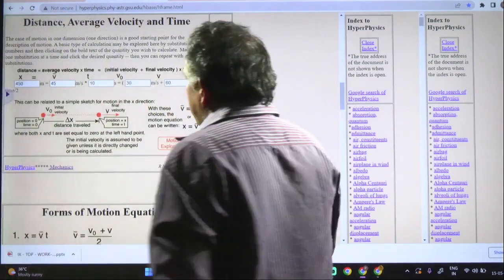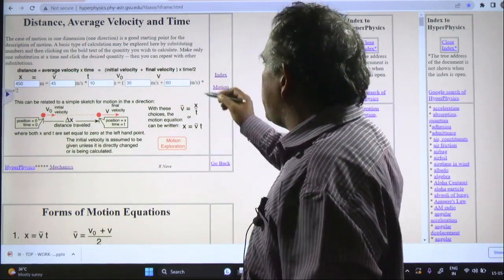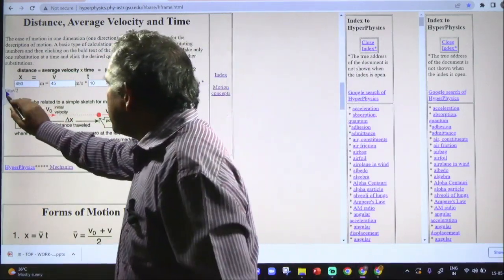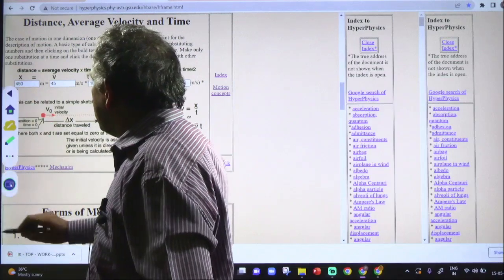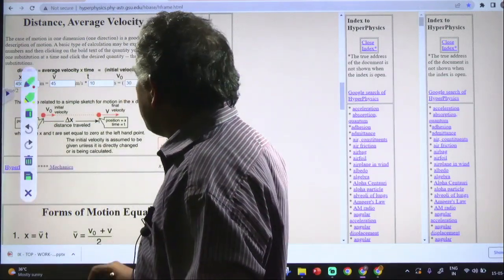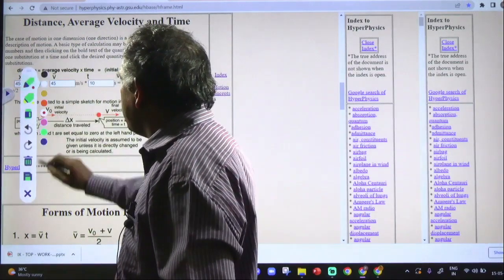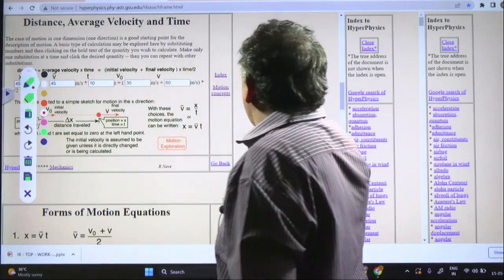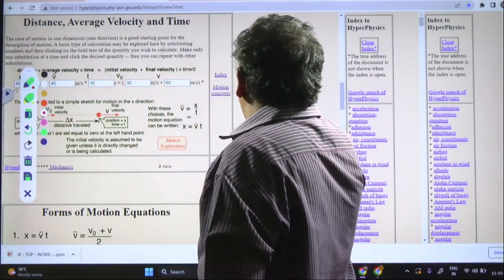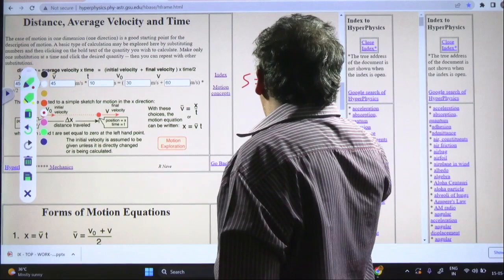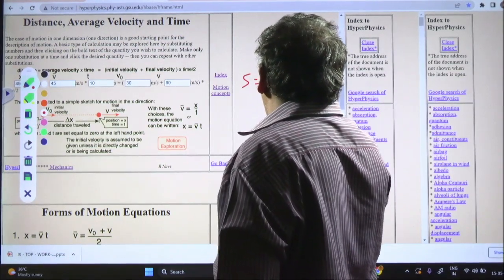What is the displacement formula? The displacement is equal to v squared minus v naught squared, divided by 2a.